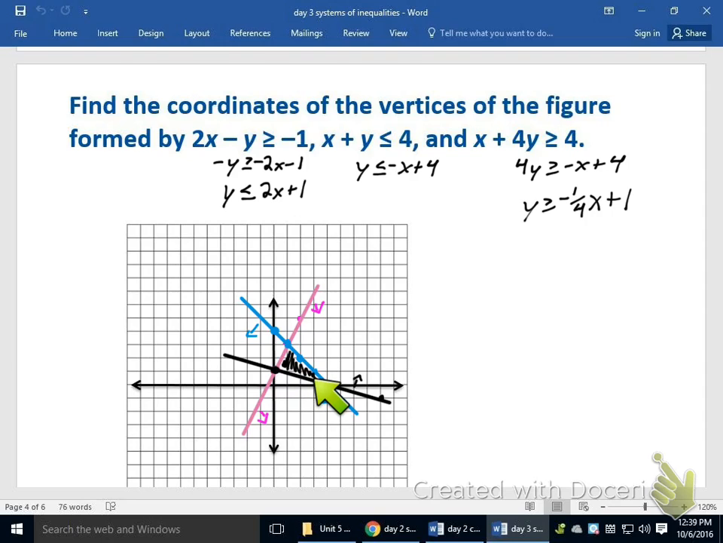Just because you have 3 boundaries doesn't mean it's going to be a bounded region. For instance, if it had been less than this black line, then it would have been an unbounded region down below here with just 2 vertices. But now we do have a bounded region for what we've got on this problem, and it wanted the vertices. So my final answer here is the vertices of the figure is 0, 1. We also have a vertex at 1, 3. and also at 4, 0.